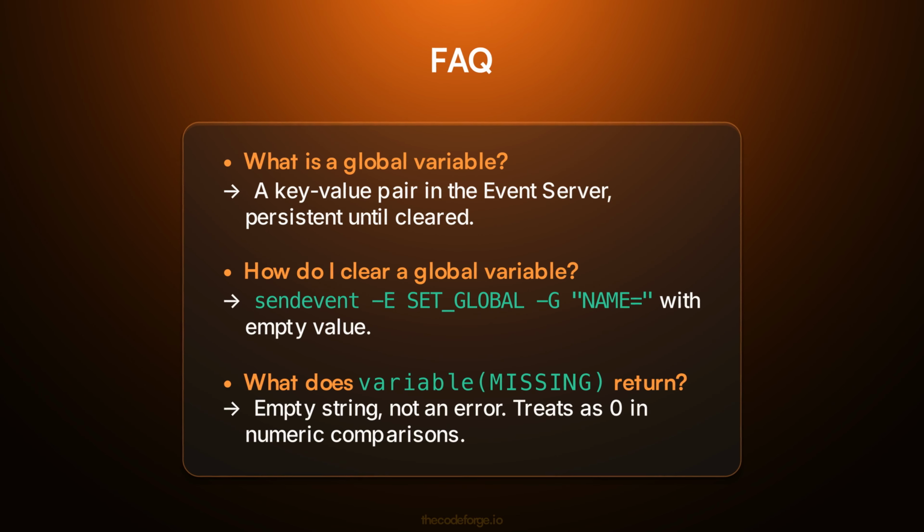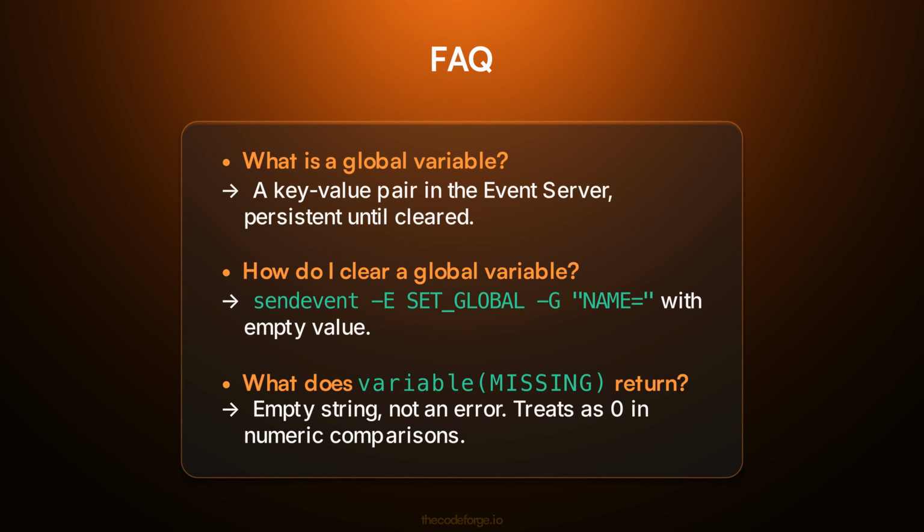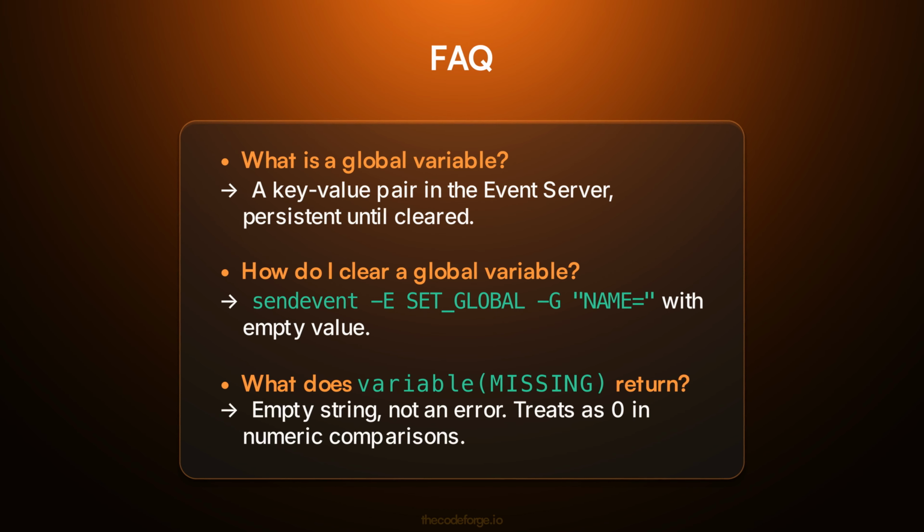And a few frequently asked questions. What is a global variable? A key-value pair in the event server, persistent until cleared. How do I clear a global variable? Send event eSetGlobal G name equals with an empty value. What does variable, when missing, return? An empty string, not an error, treated as 0 in numeric comparisons.